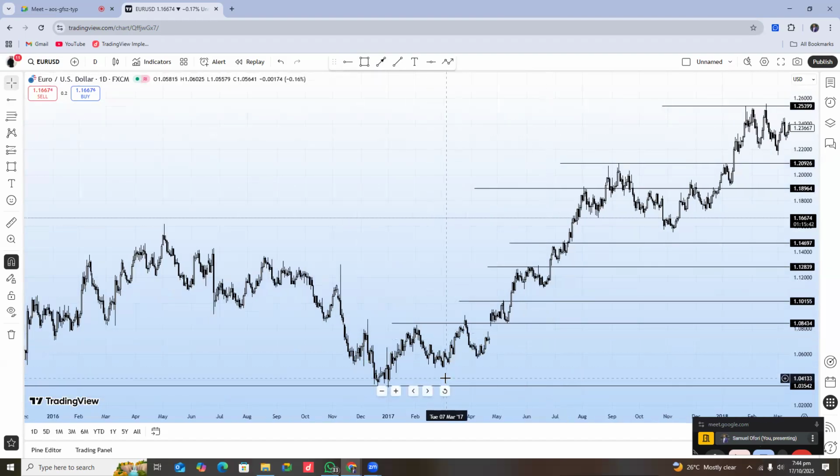Okay, so how do you take advantage of it? When you mark the level and price breaks it, it comes back, you buy. Breaks it, comes back, you buy. Okay, that's what you do. So the levels you've marked are support levels, and then we buy from the support levels. This is the basic way you are going to do analysis. There are several ways to do it, and I'm going to teach you most of them.